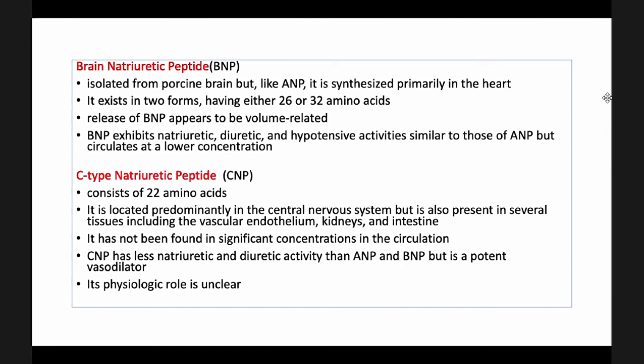While your CNP consists of 22 amino acids and is located predominantly in the CNS, but is also present in other tissues, including the vascular endothelium, kidneys, and intestine. So it has not been found in significant concentrations in the circulation. And CNP has less natriuretic and diuretic activity than ANP and BNP, but it is a potent vasodilator. So its physiological role is unclear.